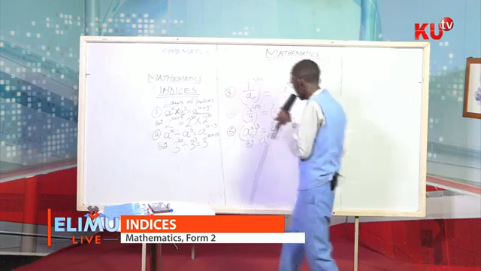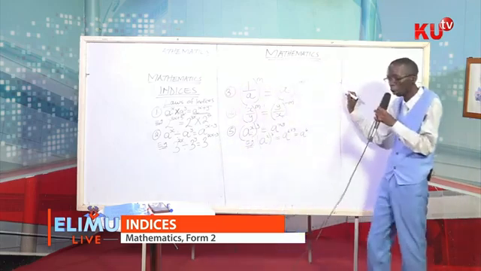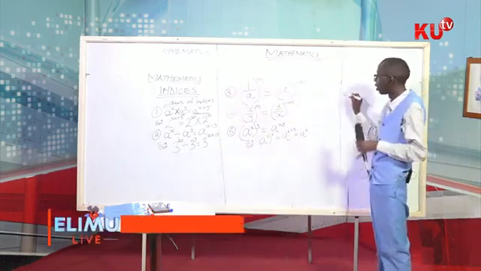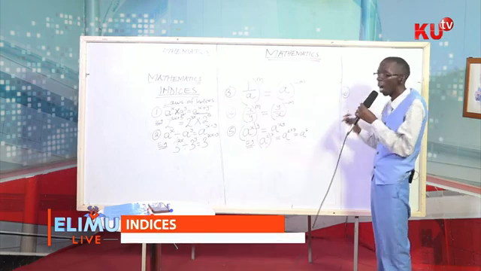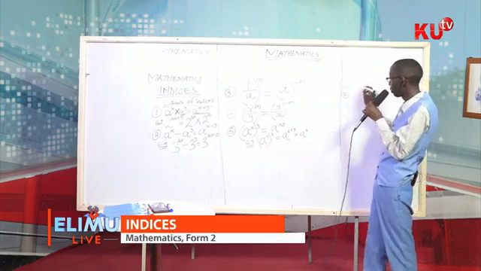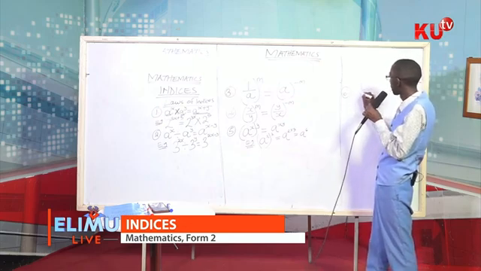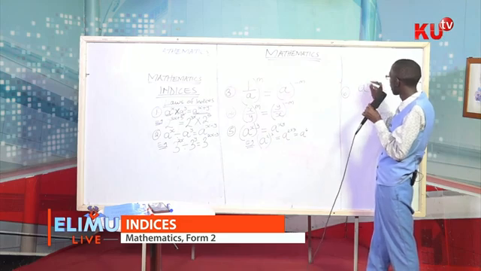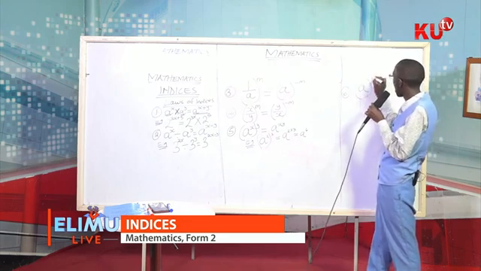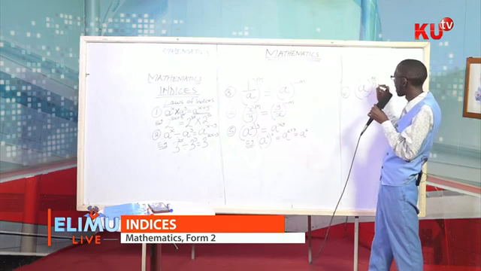Law number 6 of indices. Law number 6 will have this law where you are given a to power m over n.